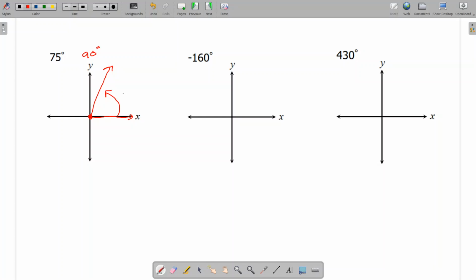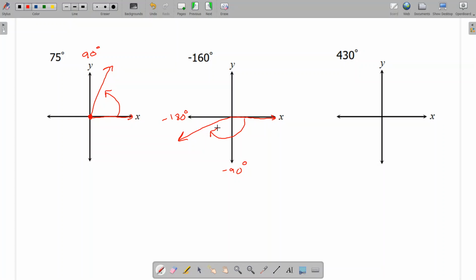Now, 160 degrees, but this time negative, means that we're going to be still having our initial side here, but now we're going to be moving clockwise. So this would be like negative 90 degrees, negative 180 degrees. So negative 160 is a little bit less than that. And again, let's use that arrow to show the direction that we went. So that'd be about negative 160.